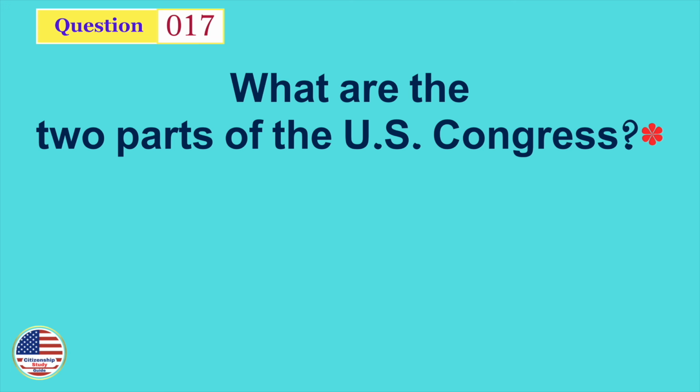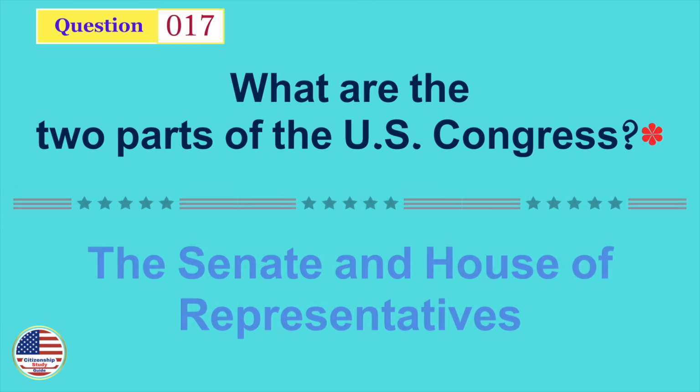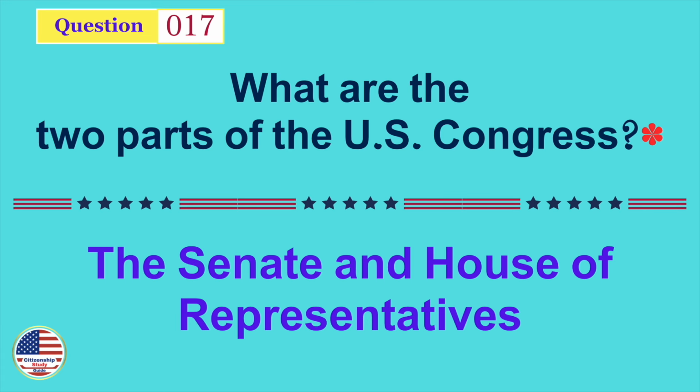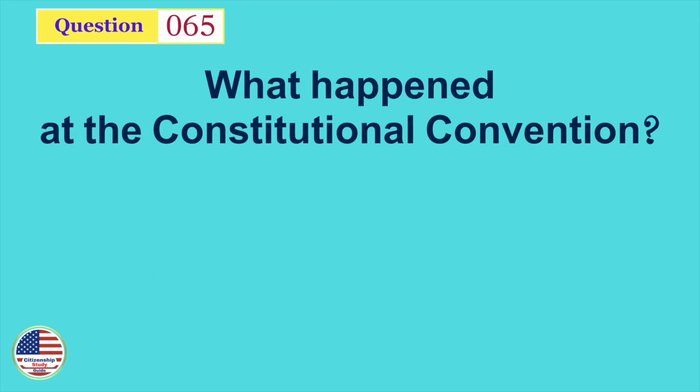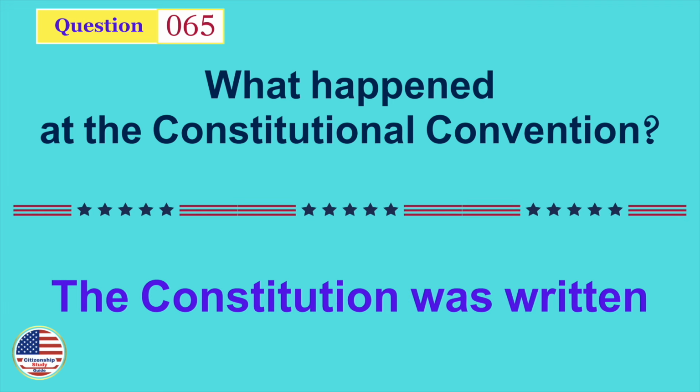What are the two parts of the U.S. Congress? The Senate and House of Representatives. What happened at the Constitutional Convention? The Constitution was written.